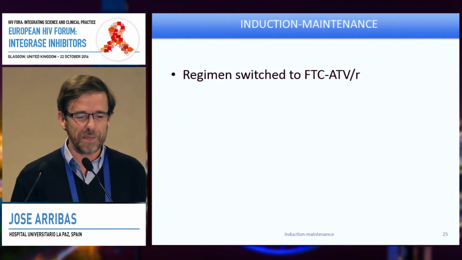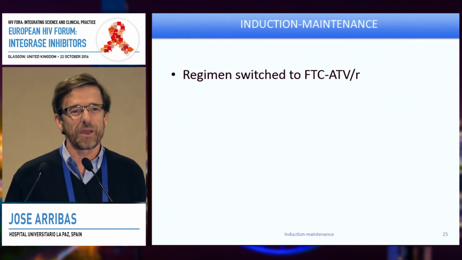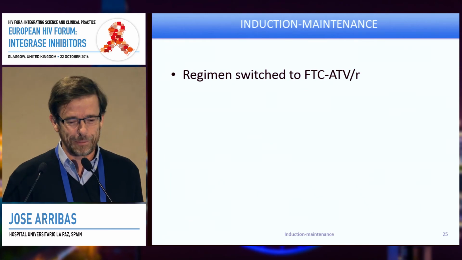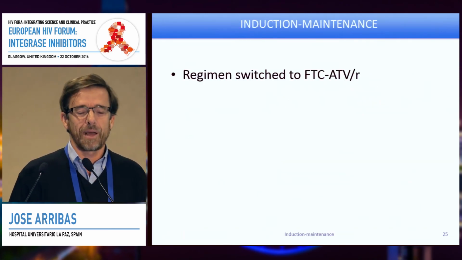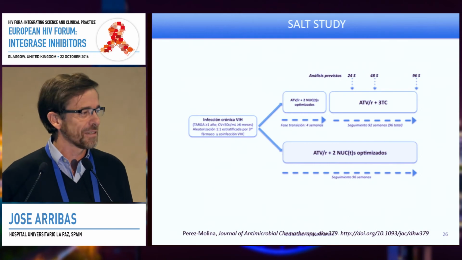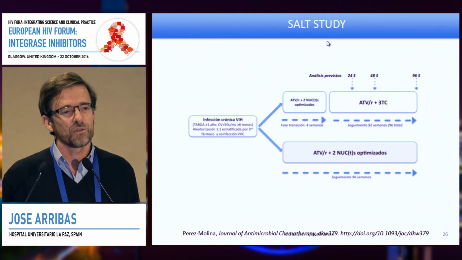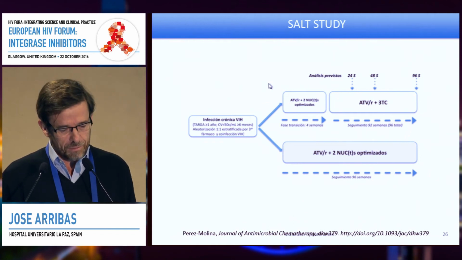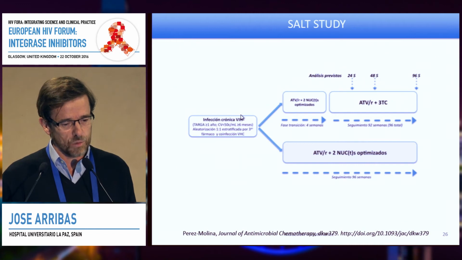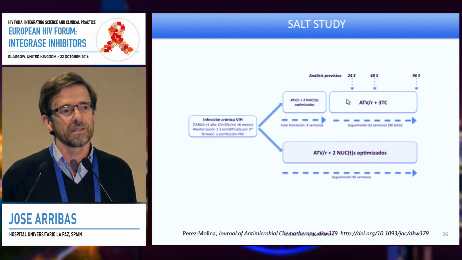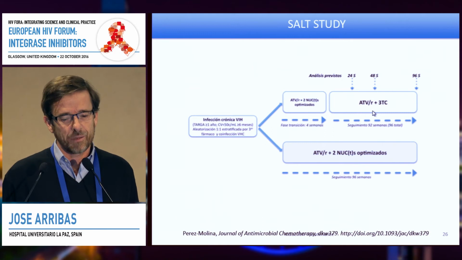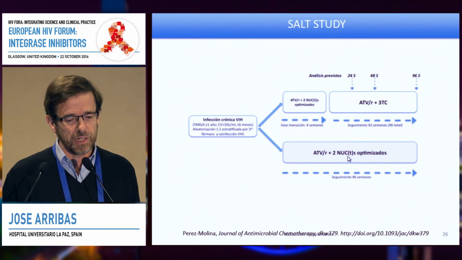So, obviously the regimen was switched to FTC, atazanavir, ritonavir, okay? Again, Andrea is going to tell me that this is not the appropriate comparison because this is the SALT study. Patients who are suppressed on triple drugs have this run-in phase. They switch to 2 nucleosides and atazanavir, ritonavir, and they optimize the nucleosides, and then they randomize to atazanavir, ritonavir, 3TC, dual therapy or continuation of atazanavir, ritonavir, and 2 nucleosides.